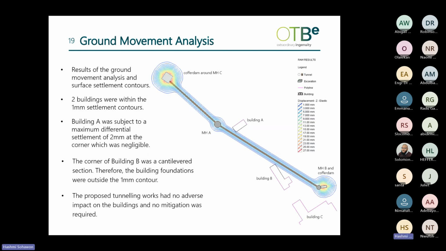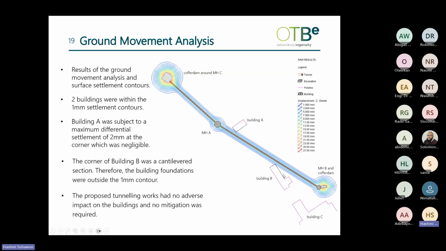So after running the XDIS analysis, the following ground movement contours were obtained. So we can see that only a portion of building A, the corner here, and building B, again the corner, were found to be within the 1 millimeter surface settlement contours. Building A was subject to a maximum differential settlement of 2 millimeter at the corner, which was too small to cause any significant damage. As for building B, that corner was a cantilevered section, so there were no building foundations there, and they were found to be outside. The actual foundations of this building are therefore outside the 1 millimeter settlement contour.